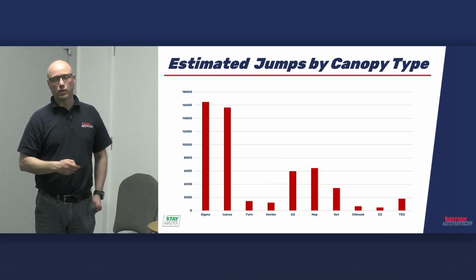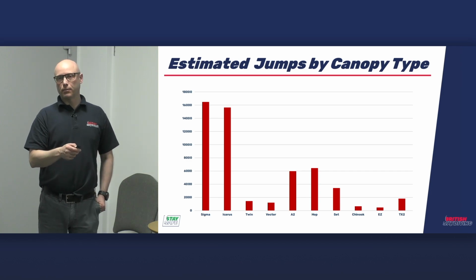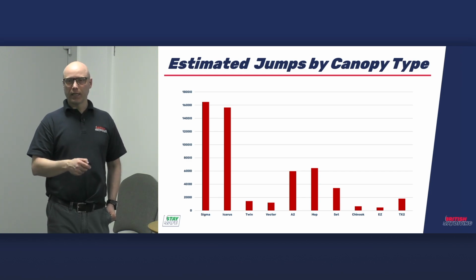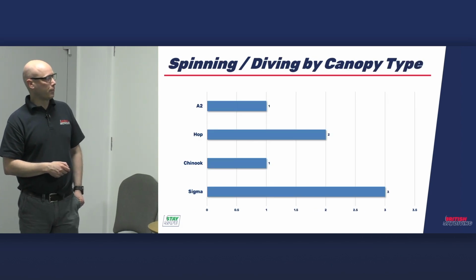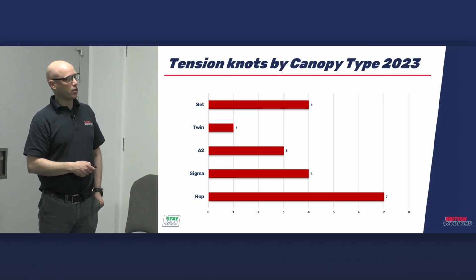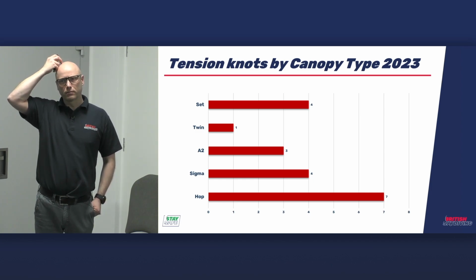So it's not the actual rate, but we quite clearly do more jumps on Sigma and Icaruses. So we clearly see more incidents on those particular canopies, but they do seem prone. We do tend to see tension knots on hops, although we haven't seen it quite so much. Is anybody here from Chatteris?